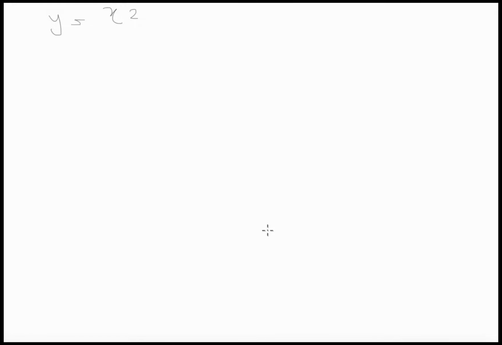Okay, so now let's say we want to have a look at the graph of y is equal to x squared. The first thing we want to do is sketch it. Try to sketch this as accurately as you can. Do it on graph paper if you can, but here I'm just going to draw it like that.